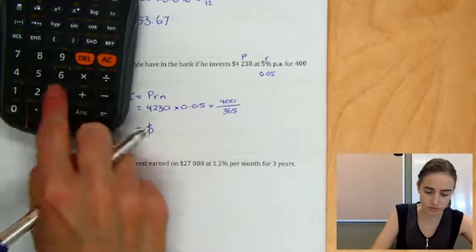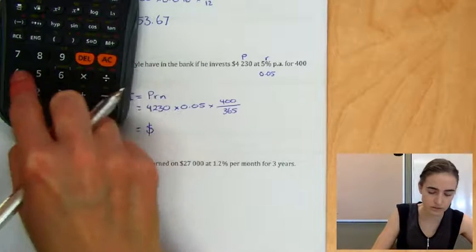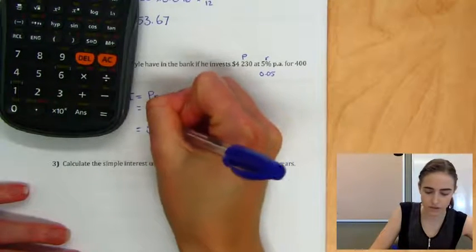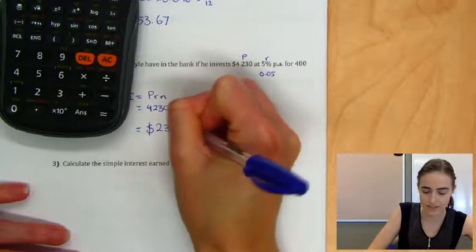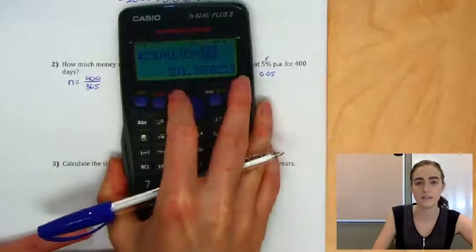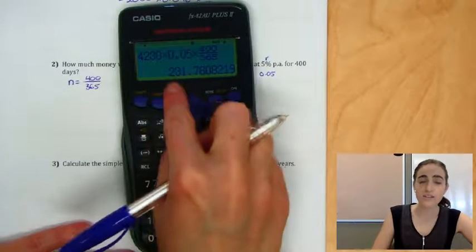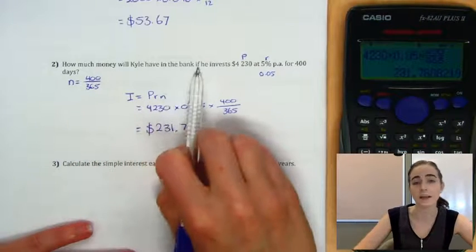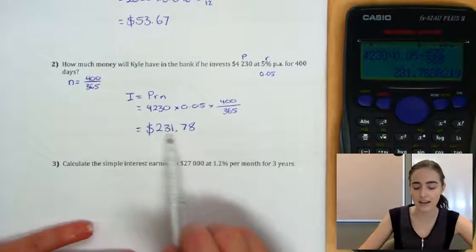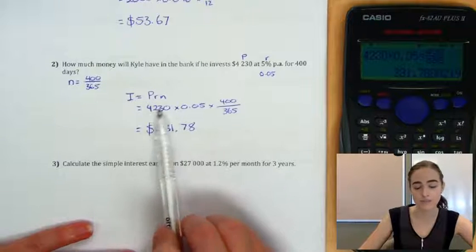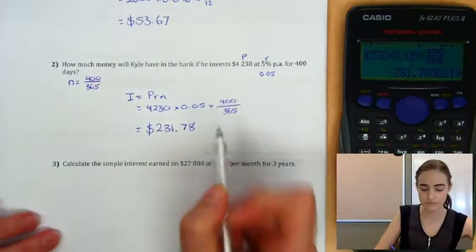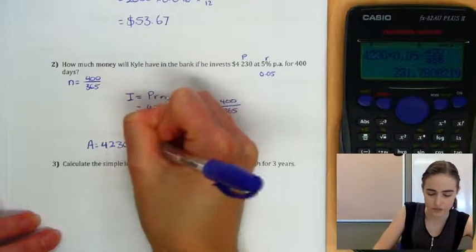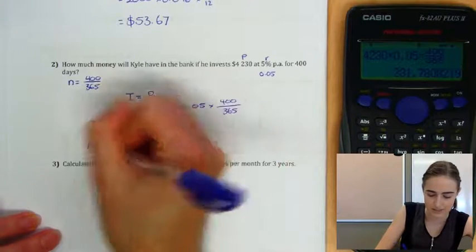Okay, so we've got 4230 times 0.05 times 400 over 365 will give us 231.78. So again, we've rounded to 2 decimal places. But our question doesn't ask us just for the interest, which is what we've calculated. It asks us how much money will Kyle have in the bank if he invests this much. So this is our interest, but how much money he's going to have is going to be the principal plus that interest. The amount of money he has is going to be the $4,230 plus that $231.78.